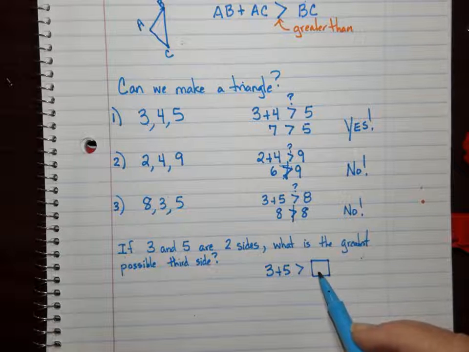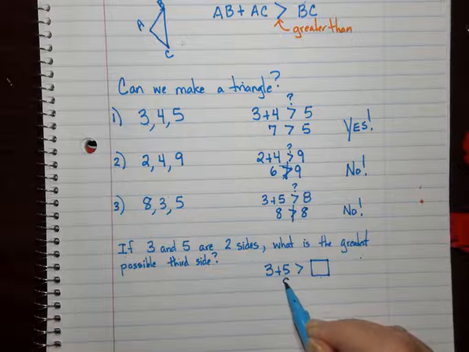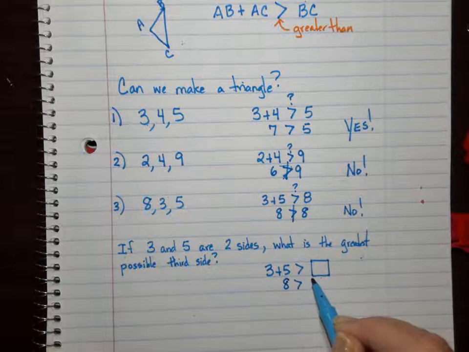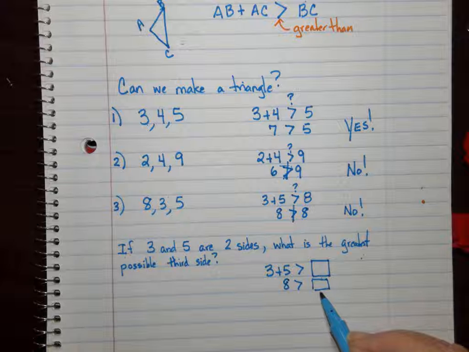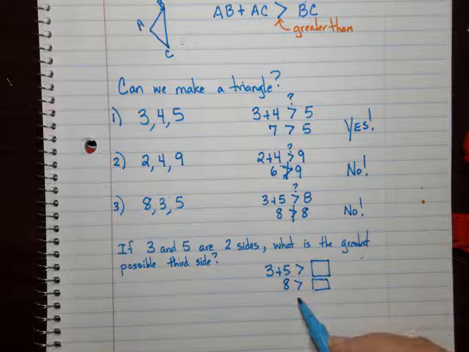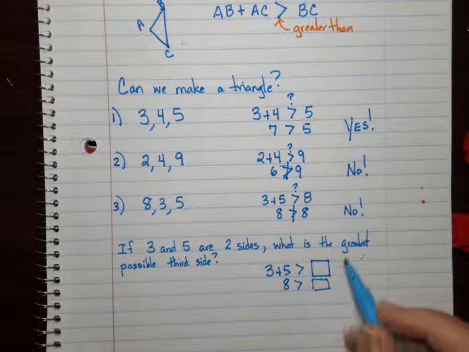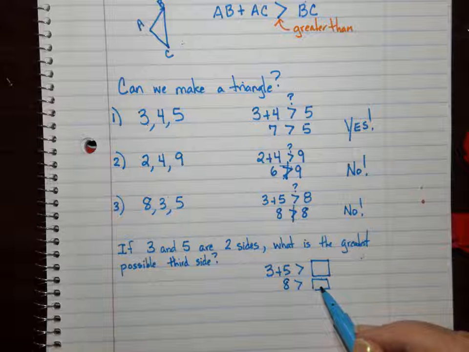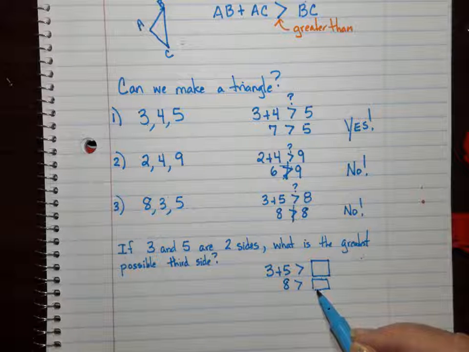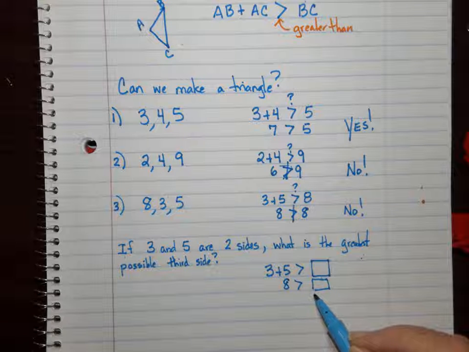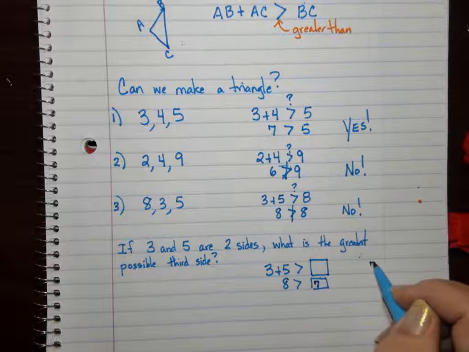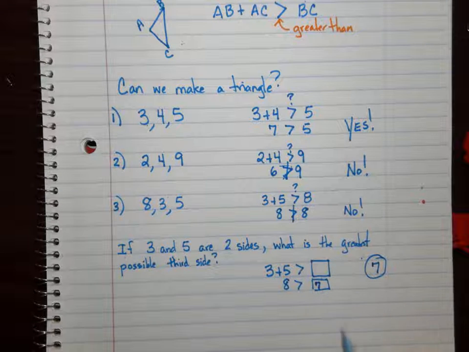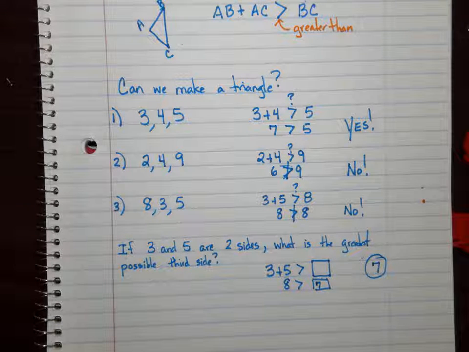We could put a lot of numbers here, right? 8 is greater than what? Is 8 greater than 1? Sure. Is 8 greater than 2? Is 8 greater than 3? But how high could I go? What's the highest number I can put there? I can't put an 8, right? Could I put a 7? Yes. So 7 is the highest that third side could be.